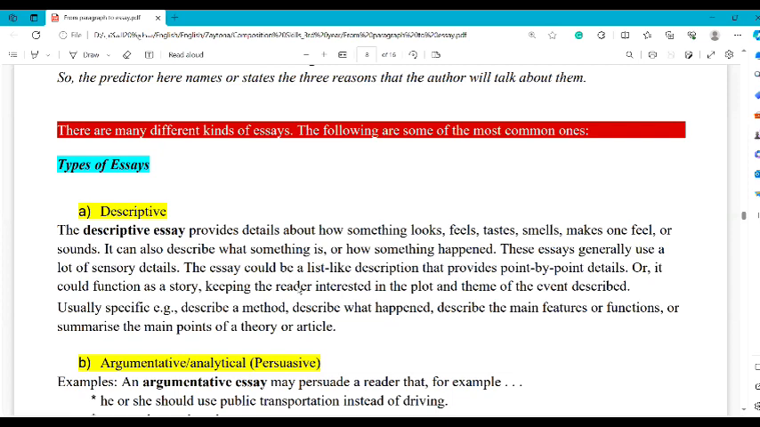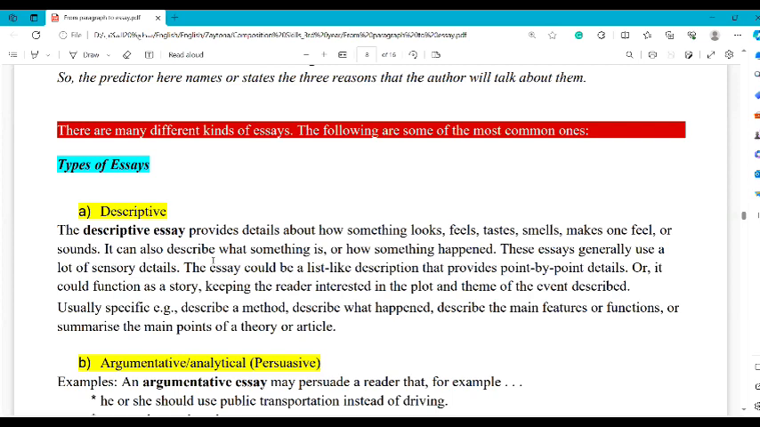So this is called a descriptive essay, when you provide details, when you give a description about something or somebody. It covers how something looks, for example how your hometown or favorite place looks, or how you feel when you went to your university on your first day. It covers how your favorite food tastes, how it smells, how something makes you feel, how it sounds. When you describe all of this, you are writing a descriptive essay.